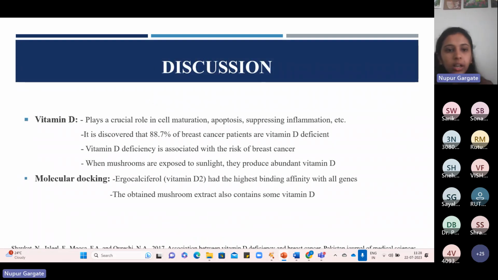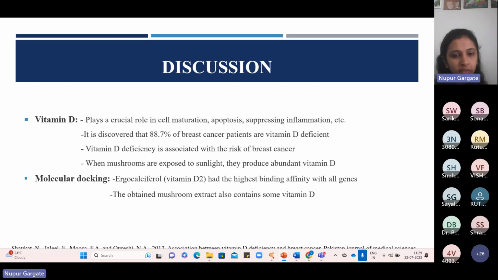Coming to the discussion part, from vitamin D, we can say that vitamin D plays a crucial role in cell maturation, apoptosis, and in suppressing inflammation. It is discovered that around 88.7% of the breast cancer patients are vitamin D deficient, and that vitamin D deficiency is associated with risk of breast cancer. When mushrooms are exposed to sunlight, they produce abundant vitamin D.